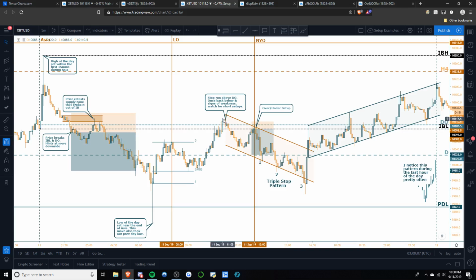And we get a stop run, basically a false high or false break. Take out some of these highs and then get rejected. So, stop run above the daily open plus a sign of weakness once it's back below. That's a pretty good opportunity to short it. I put stop run above daily open, once back below, and signs of weakness, watch for short setups. So this setup here that I marked out is the over under setup. Basically here price pushes up against this level, and this is the initial balance low.